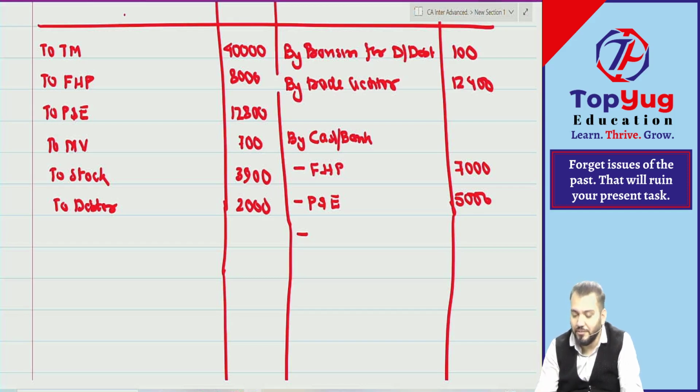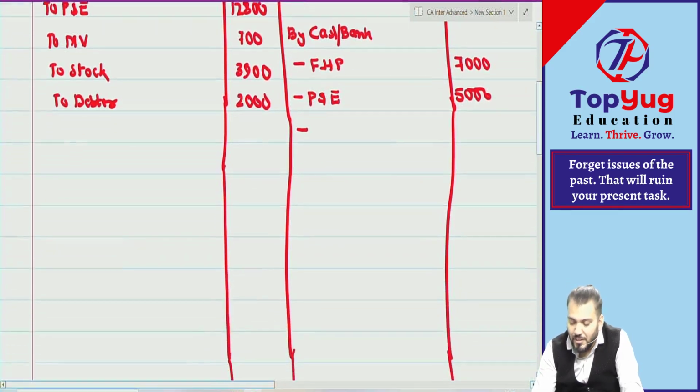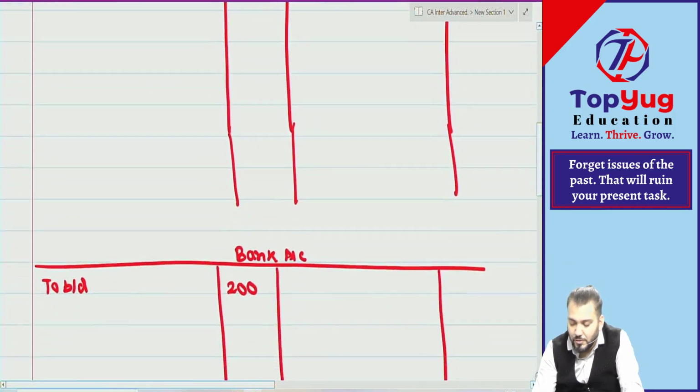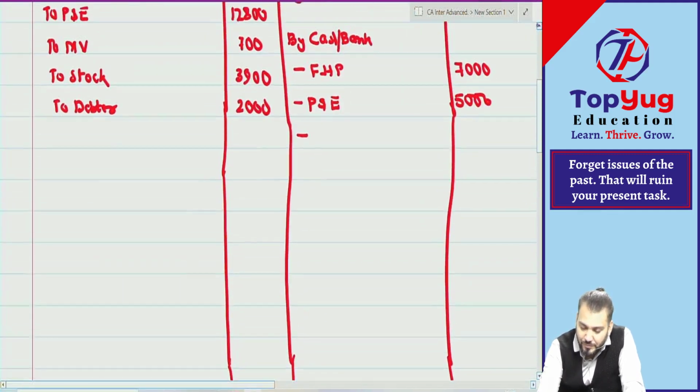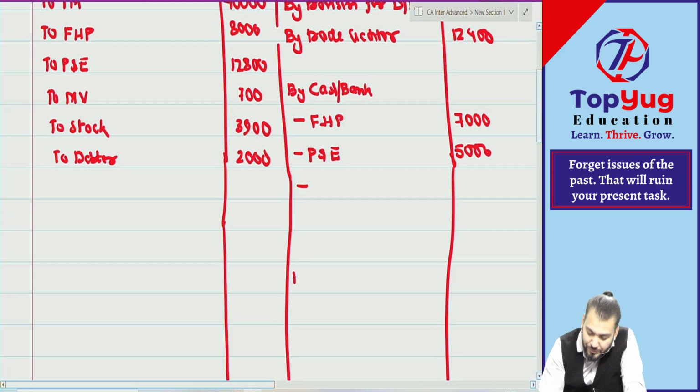What is the journal entry? Q account debit to realization account. Leave some space because we have some stock also. Stock will also come and data will also come. Or you can write down the amount right now. It is Q's capital account.